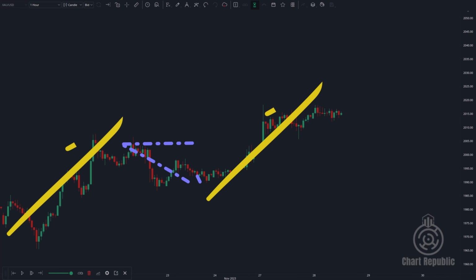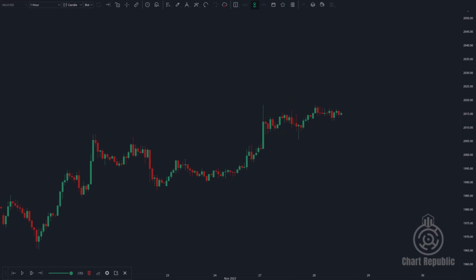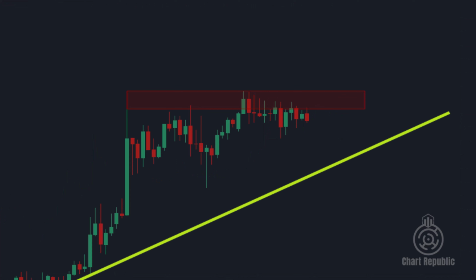You'll notice that the gold price picked up its prior uptrend after a significant pullback. But then, out of the blue, its ascent pauses, and it settles into a consolidation phase. It's as if gold took a breather before deciding on its next move. Let's zoom in on the price action near that resistance zone.